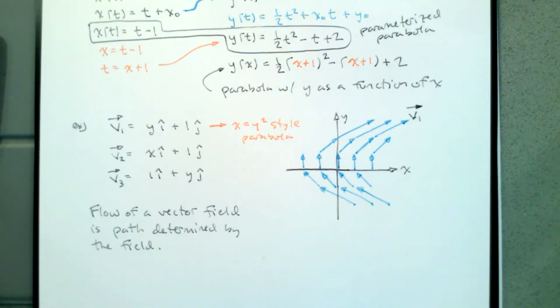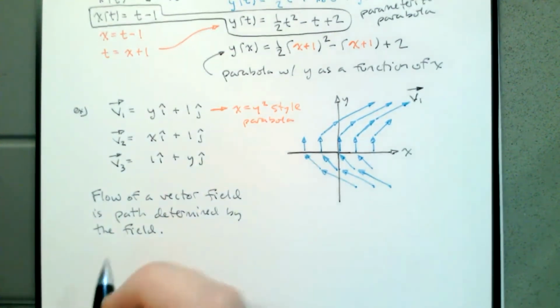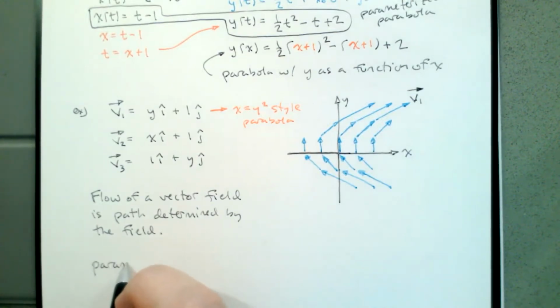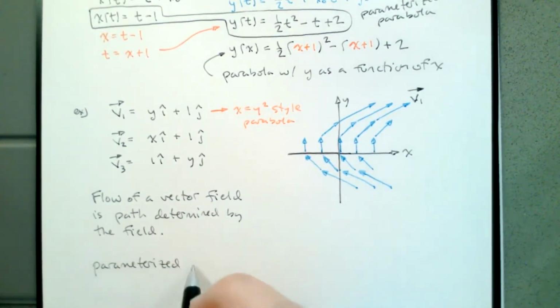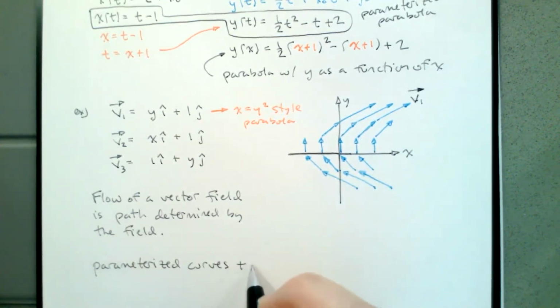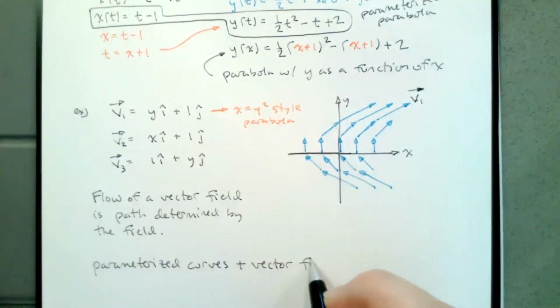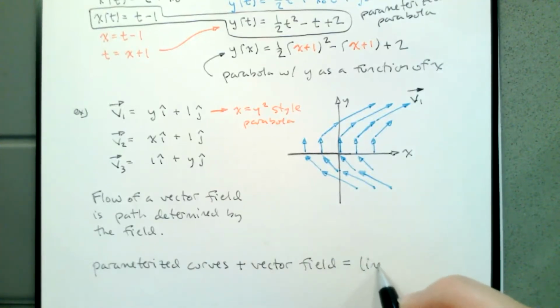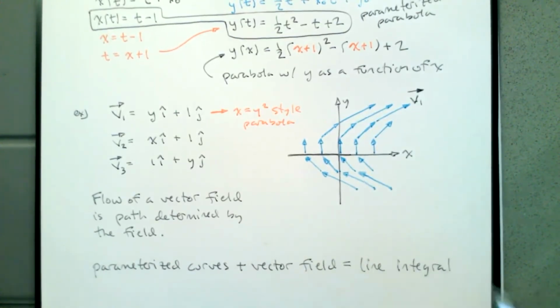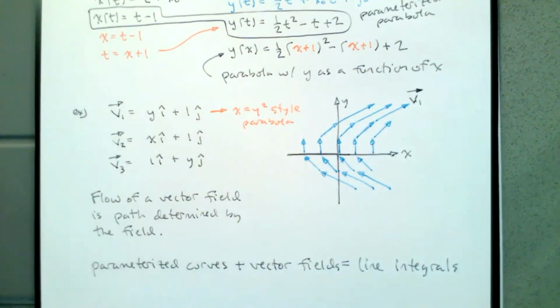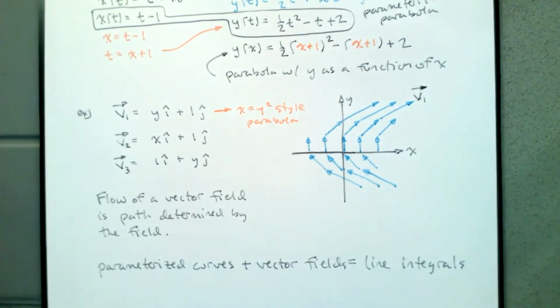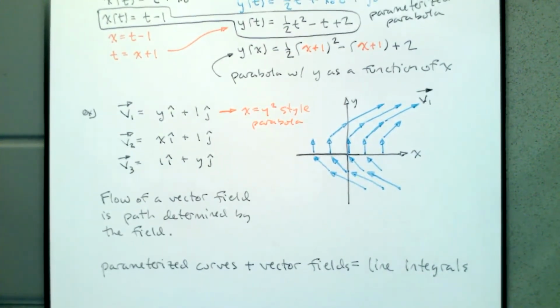But we've got this object called vector fields. And then just before this, we were talking about parameterized curves. So now we have to put those two things together. And so that's going to bring us into our first real big topic for vector calculus, line integrals. So parameterized curves plus vector fields is equal to line integrals.